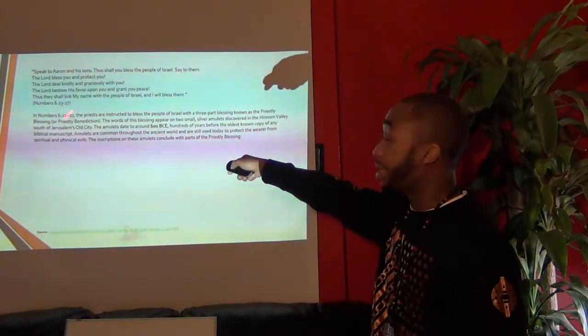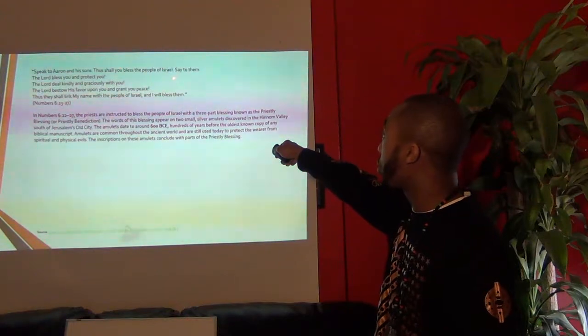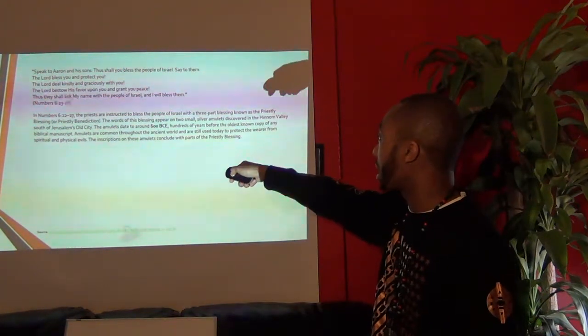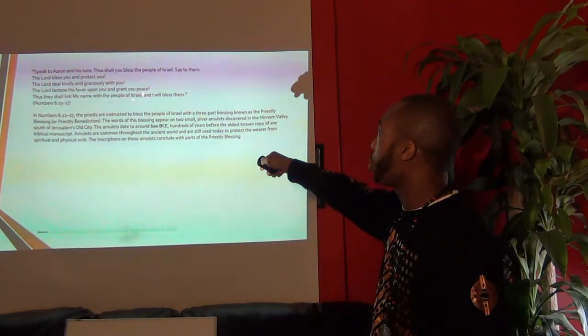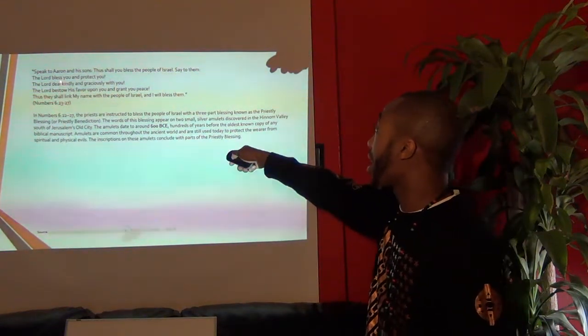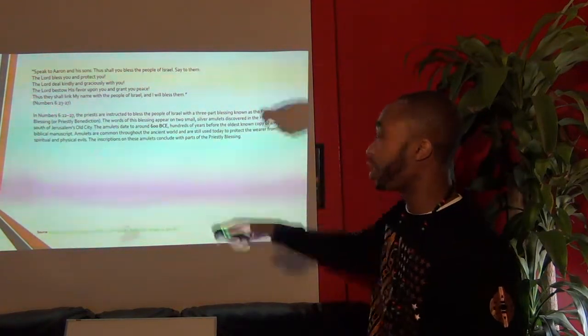Okay, the silver scroll says on it, "Speak to Aaron and his sons, thus shall you bless the people of Israel. Say to them, the Lord bless you and protect you. The Lord deal kindly and graciously with you. The Lord bestow his favor upon you and grant you peace. Thus they shall link my name with the people of Israel, and I will bless them." That's Numbers 6:23 to 27.